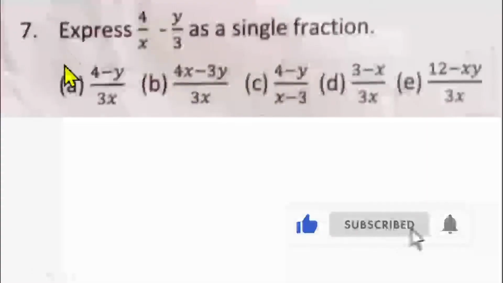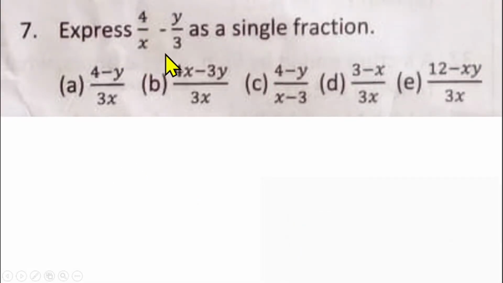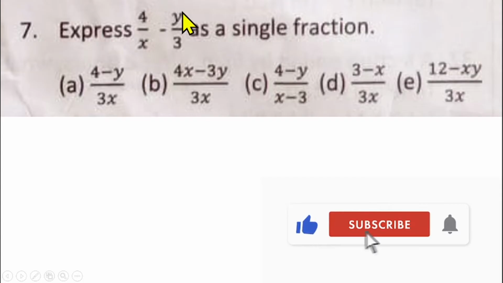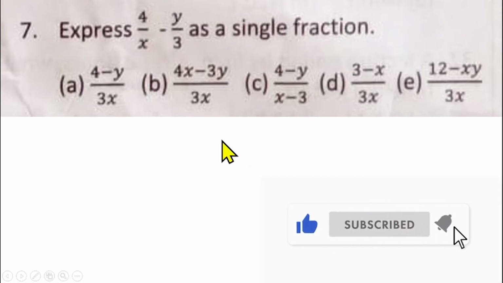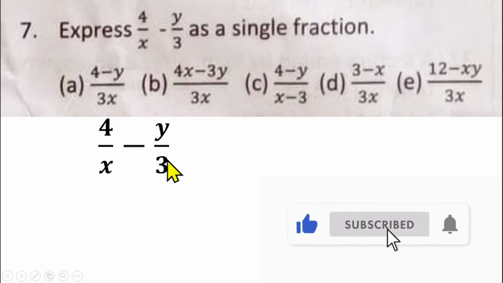Question number 7 is from algebraic fractions as well. We have to express 4 over x minus y over 3 as a single fraction. So you're having a fraction minus another fraction, that means we need to find the LCM. What's the LCM?